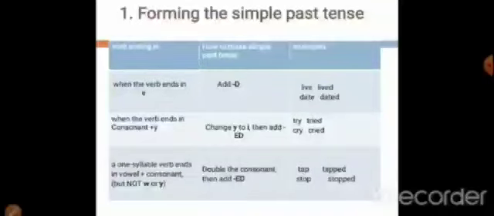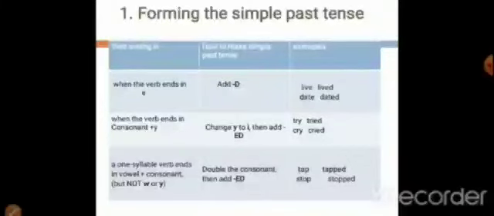When the verb ends in consonant and Y. So we have a consonant and the last letter is Y. What do we do? Change Y to I, then add ED. How? T-R-Y, try. We have consonant, last letter is Y. So Y we have changed to I and we have added ED. So TRY, try becomes TRIED, tried. CRY, cry becomes CRIED, cried, past tense.